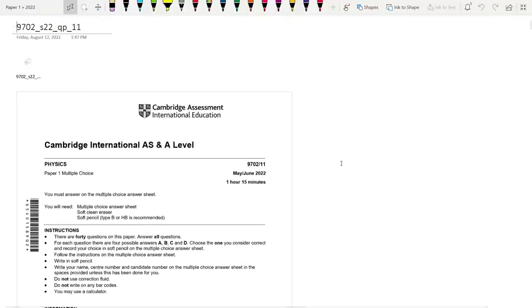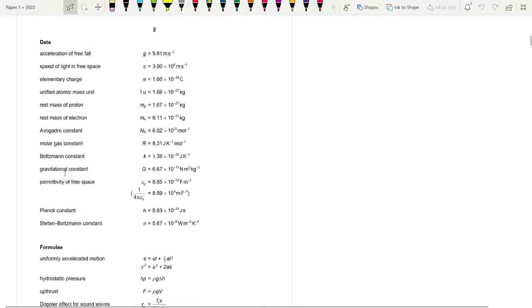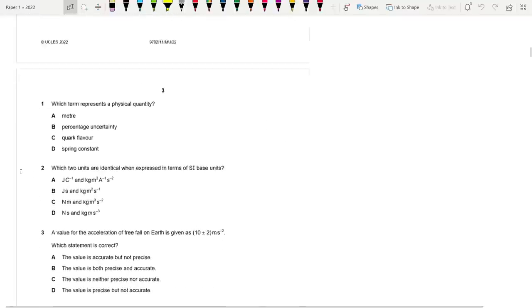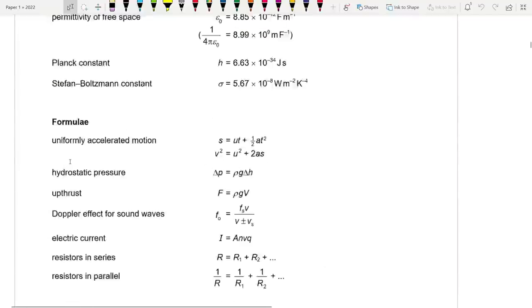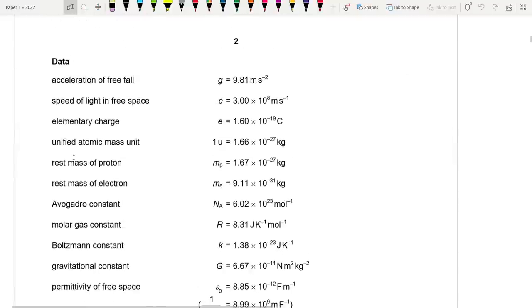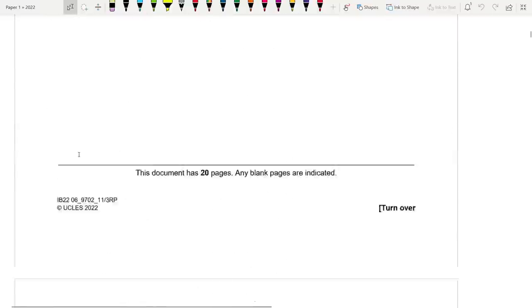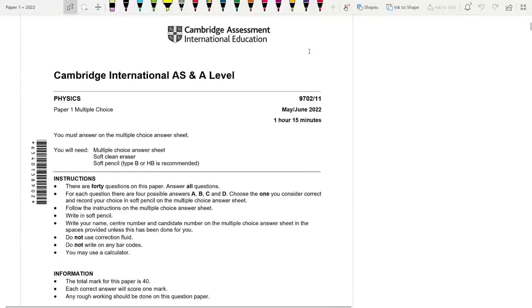Physics paper 1, May-June 2022. So let's begin. The data booklet has changed from 2022, by the way, but this mostly applies to A2, right? Not AS.